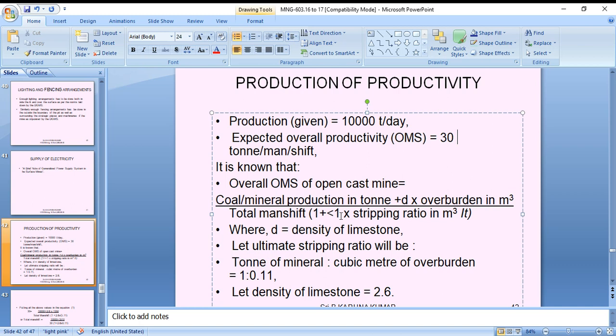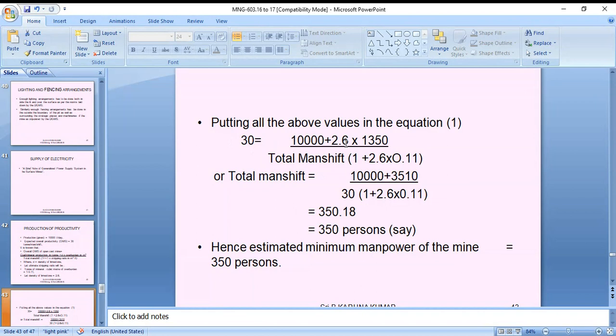Ultimate stripping ratio will be n. Mineral in cubic meters is given. Density of limestone is 2.6. From here you can get this figure. So 30 is our equation, at 10,000 plus 2.6 into 1315, total man shifts. So the man shifts required are about 350. This is the general calculation for how many people will be employed. The employment is required. So this is one part of the calculation procedure.